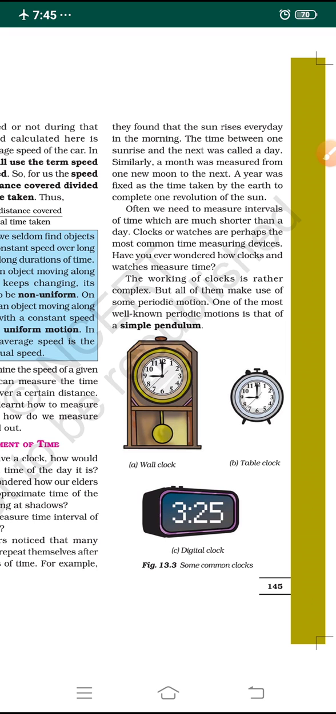We also need to measure intervals of time which are much shorter than a day. Clocks or watches are used nowadays for measuring time. The remaining part, let me explain in tomorrow's class.